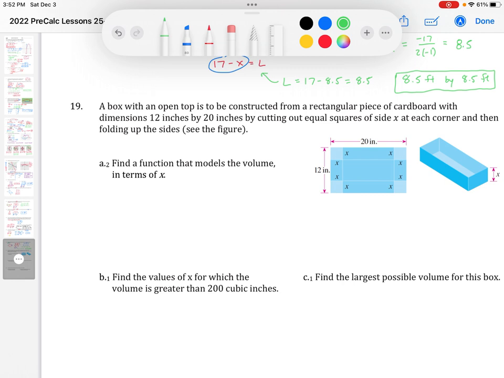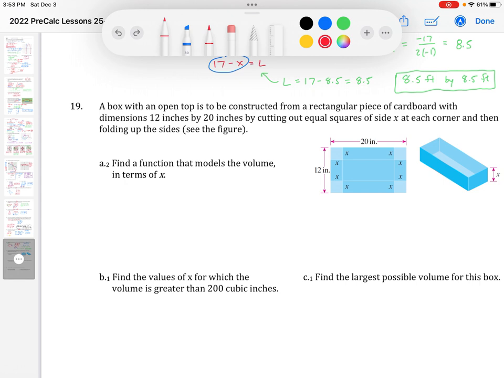All right, 19 is a little bit trickier. So in 19, we have a box with an open top is to be constructed from a rectangular piece of cardboard with dimensions 12 inches by 20 inches. So they have this 12-inch by 20-inch piece of cardboard, and then they're just going to cut out these squares on each corner so that they can fold up and make this box here. All right, so that's kind of the idea.